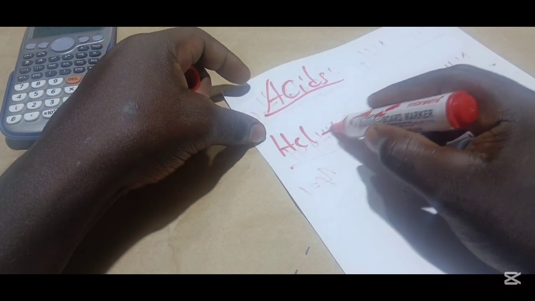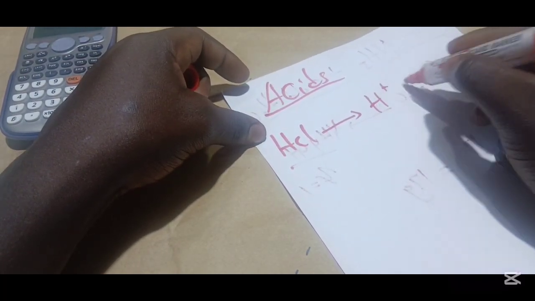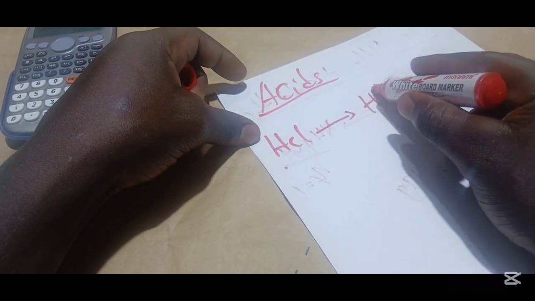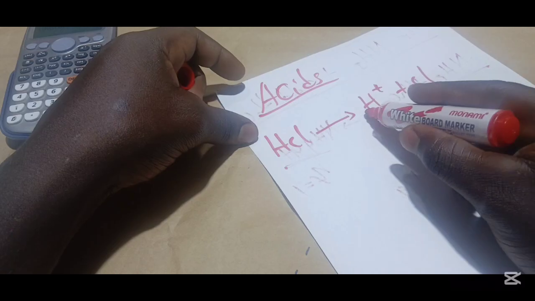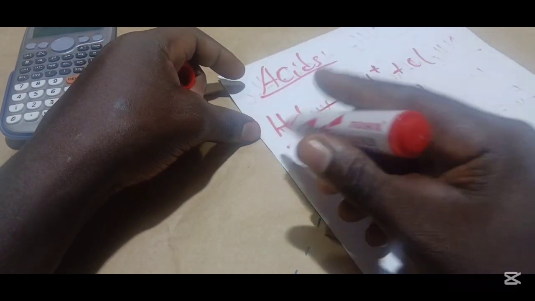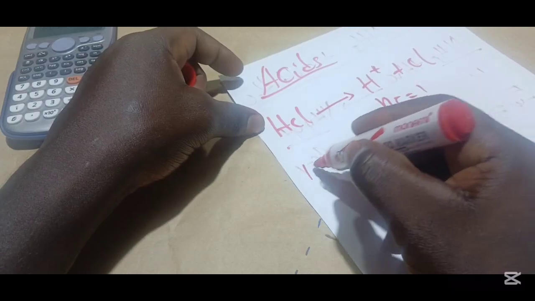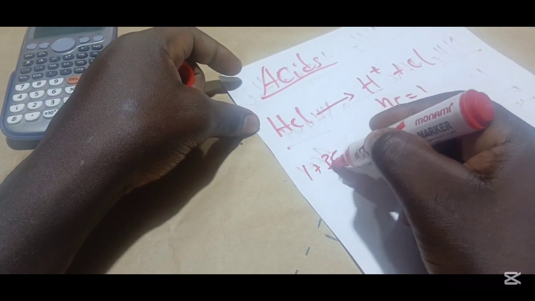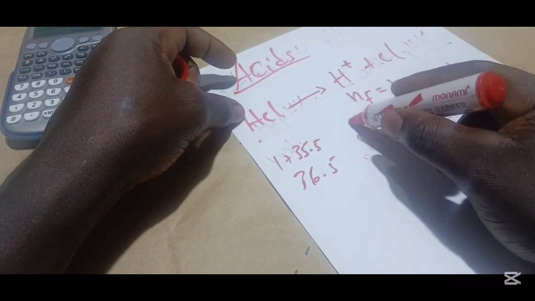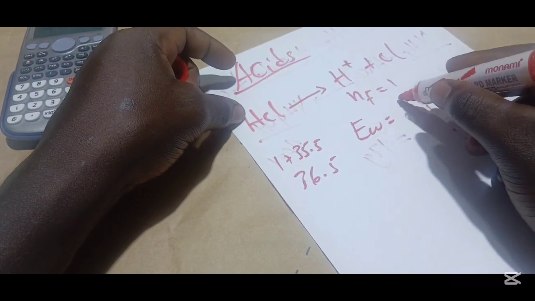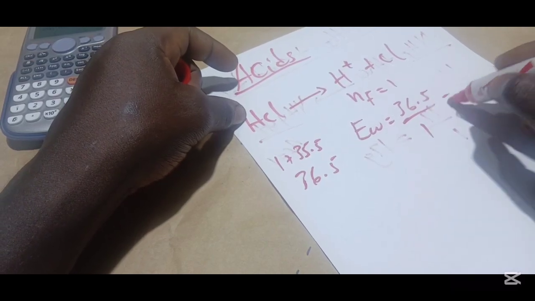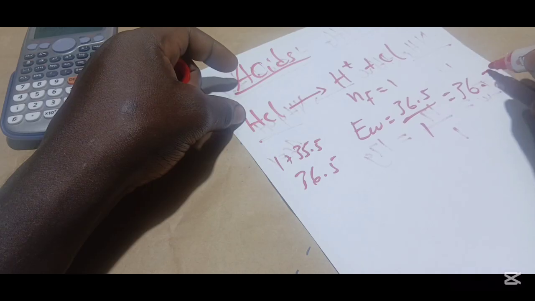So for HCl, you know that we can break this down into H plus plus Cl minus, right? So the number of H plus ions will give us our N factor. We have only one H plus ion here, so our N factor equals 1. The molecular weight for HCl: hydrogen is 1 plus chlorine is 35.5, so this gives us 36.5, right? So equivalent weight equals the molecular mass, which is 36.5, all over the N factor, which is 1. So this is going to give us the same 36.5 grams.